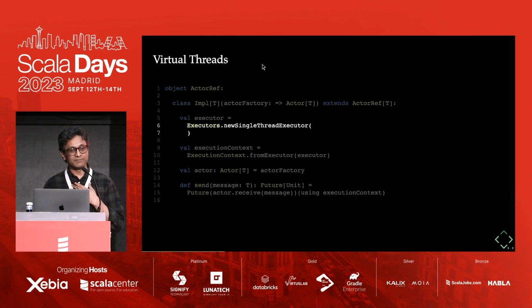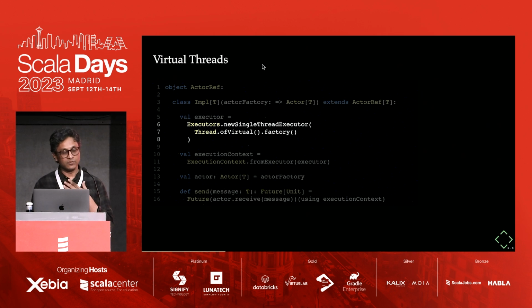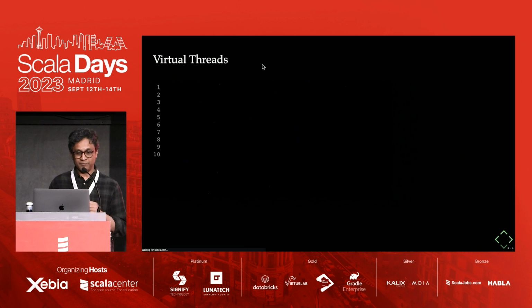So using this, right, we see our existing implementation where we are using a newSingleThreadExecutor API. It also optionally takes a factory, and we are just going to provide this factory, which is Thread.ofVirtual().factory(). And by virtue of doing that, the threads that it will spawn will be virtual threads, and we can just confirm that.